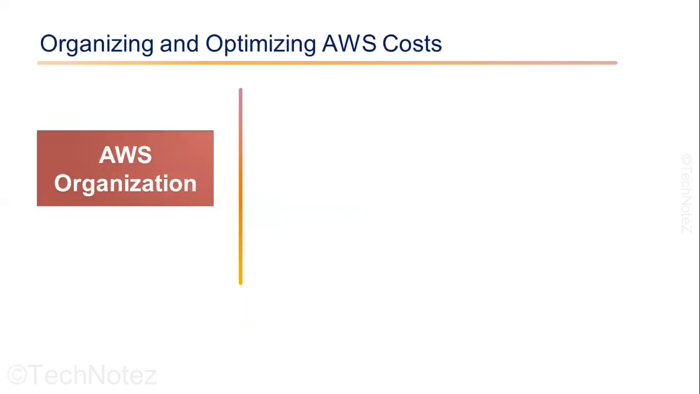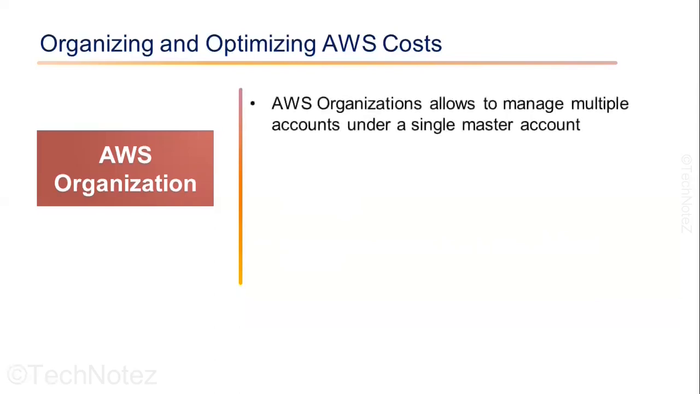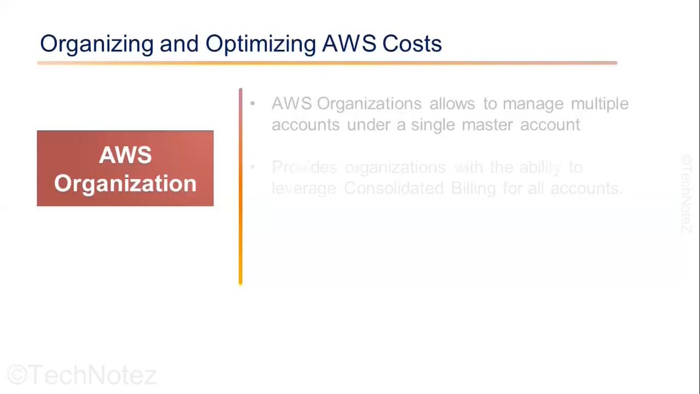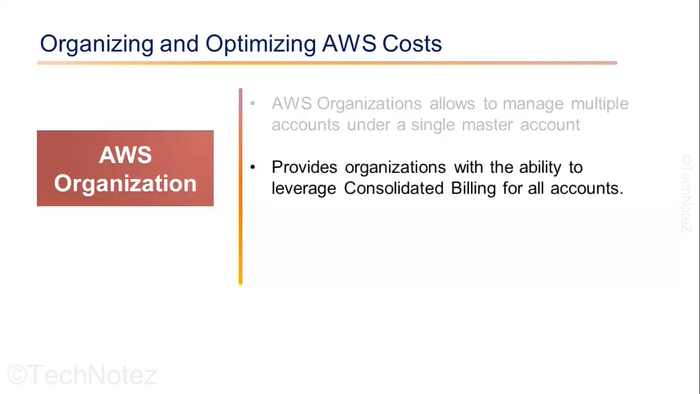Next, let's talk about AWS Organizations. AWS Organizations allows you to create a centralized structure for multiple AWS accounts where you can view, manage, monitor, and control the cost. This allows organizations to manage multiple accounts under a single master account. So instead of doing what we mentioned earlier with department and having HR, for example, as one of the departments, we can actually create a completely separate AWS account for HR under a master account. It provides organizations with the ability to leverage consolidated billing for all accounts.